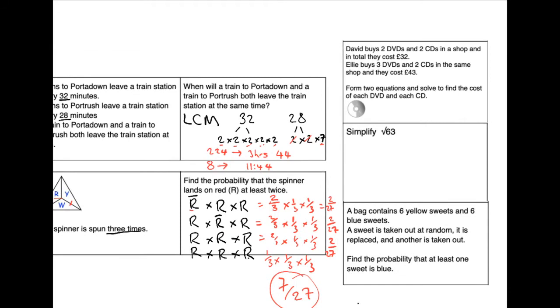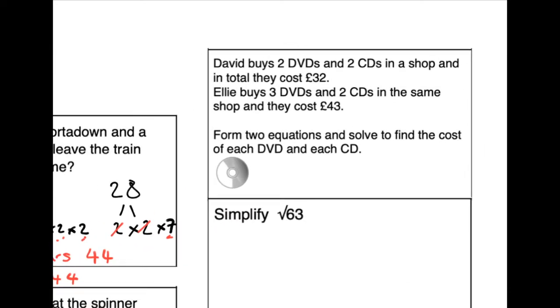Okay, moving on. We've got some more questions over here. David buys 2 DVDs and 2 CDs in a shop, and the total that they cost is £32. Ellie buys 3 DVDs and 2 CDs, and they cost £43. And we've got to find the value of each CD and each DVD. Now, this is a simultaneous equations question, so we need to form 2 equations in order to solve this.